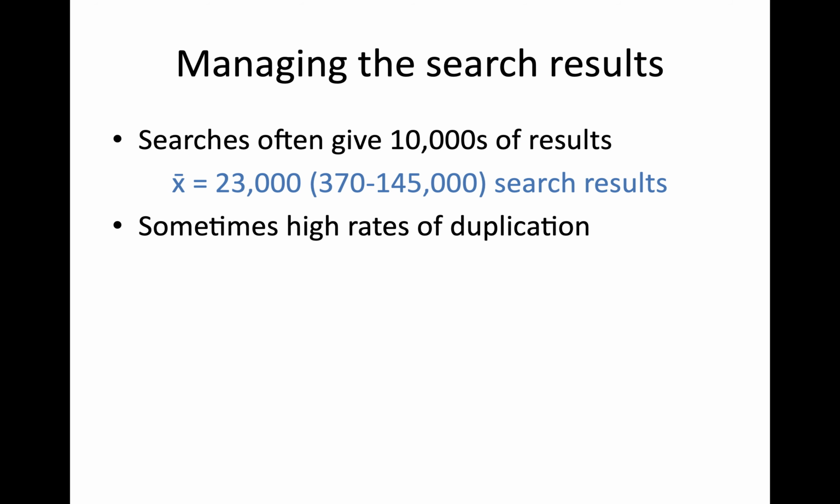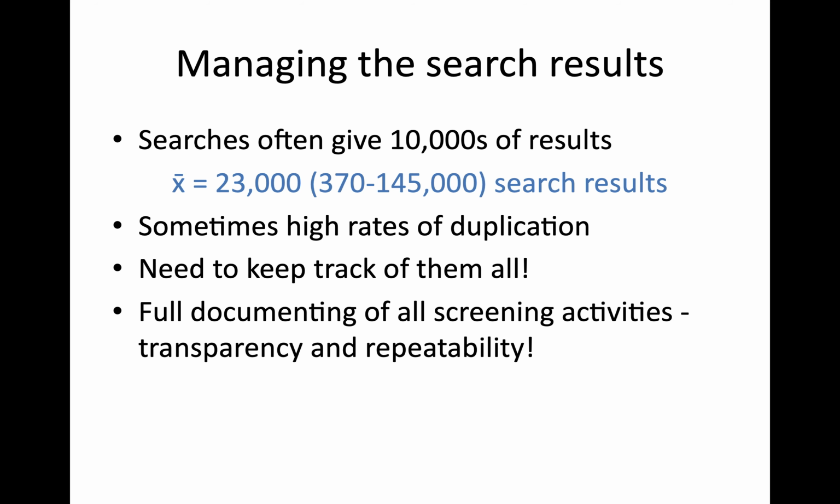But sometimes there are very high rates of duplication, depending on the number of databases searched and the type of search that's being performed. You might have a very high rate of duplication. So what we need to do is to keep track of all of those duplicates and all of the search results. And as I said before, this full documentation is really important. And this is so that we can retain that really important central tenet of transparency, which allows repeatability and verifiability as well.